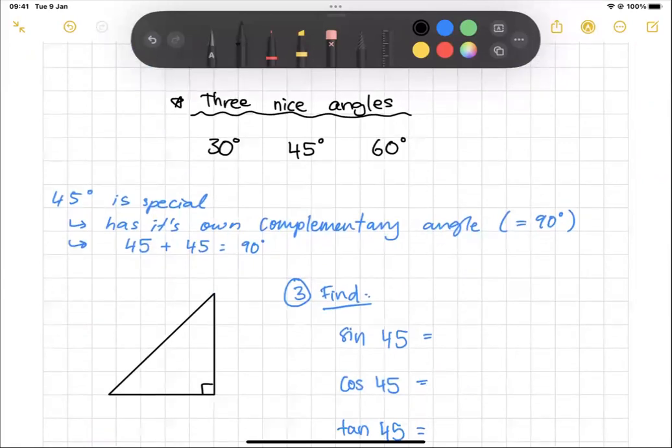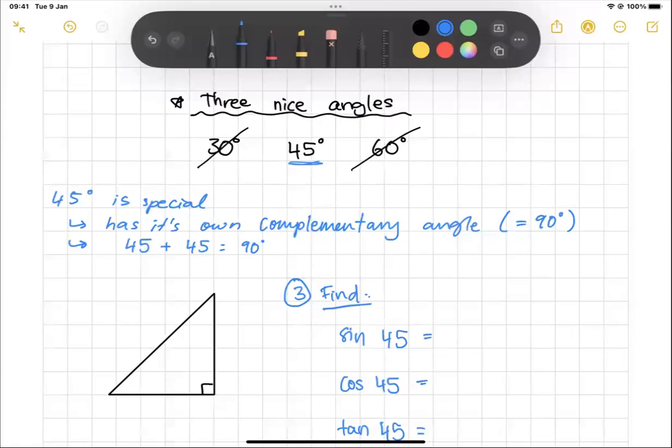Okay, so I've used 2 of my 3 nice angles, 30 and 60. Let's do my last one, the beautiful 45. 45 degrees is a very special angle because it is its own complementary angle. Complementary angles add up to 90 degrees. If I do 90 minus 45, I get 45 again.